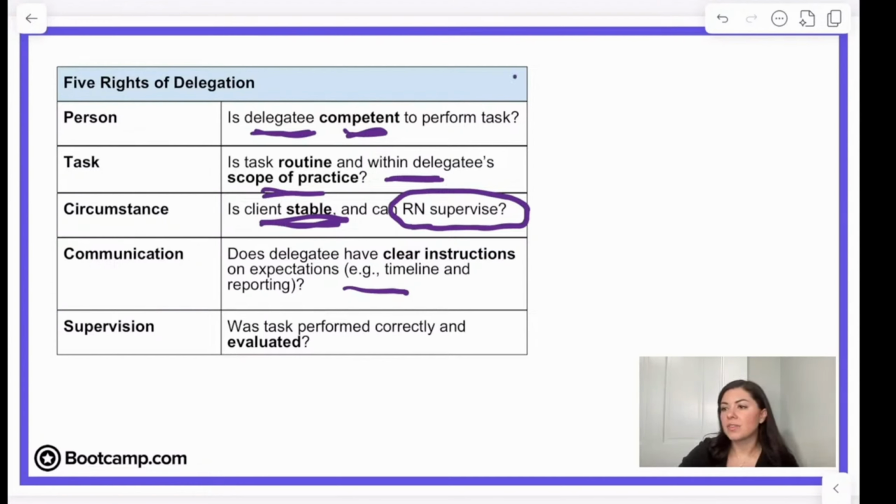So once again, these 5 questions can give you a framework. When you're thinking about if a task is appropriate, these are the kind of things you need to be thinking about to help guide you.